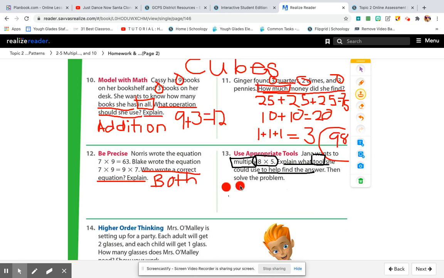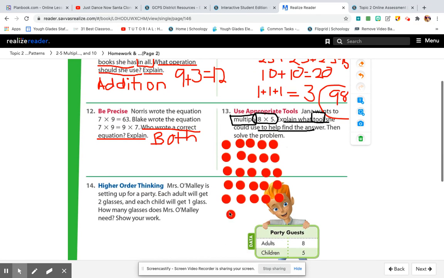So I would go, my 5 columns, and now in each column, I know I'm going to have 8 in each. There's 3, 4, 5, 6, 7, and then I'm going to put one up here, 8.